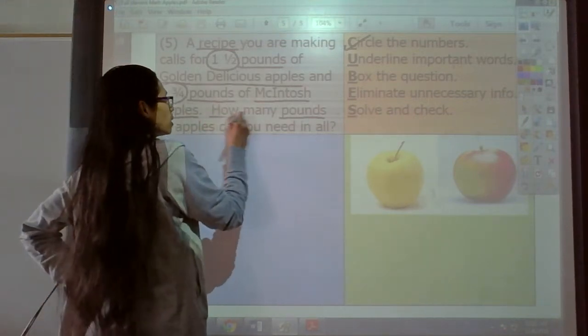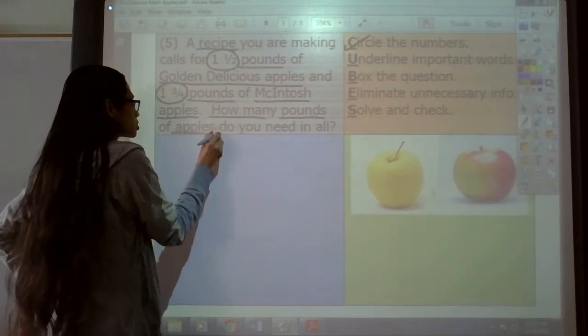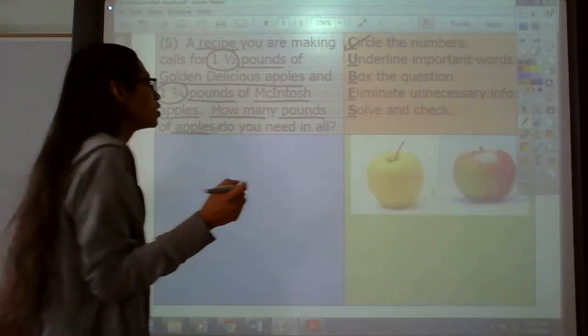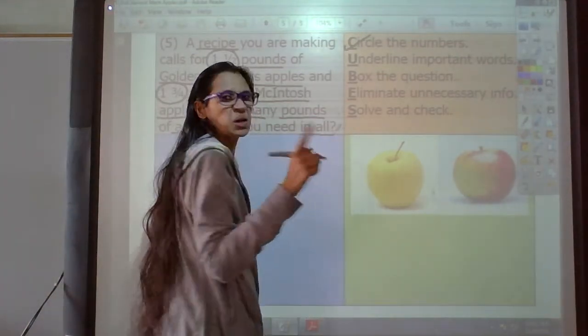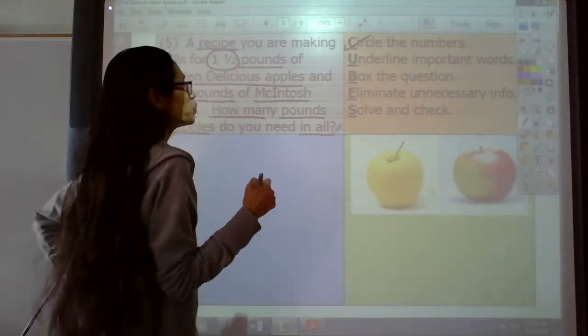Let's do how many pounds of apples in all. Oh, that's a clue. That's a clue right there. We are done with that U step.